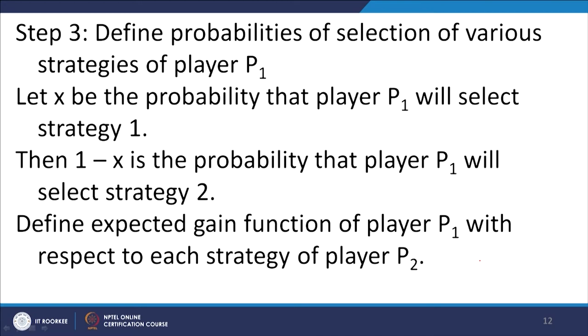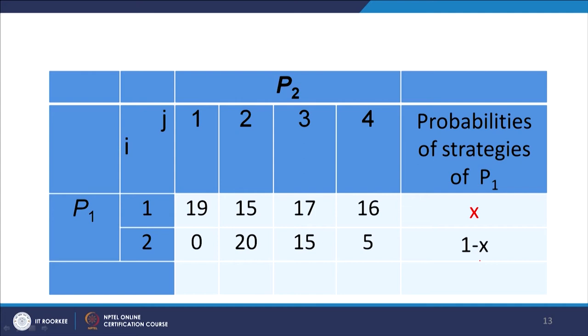This step tells us that we have to define the probabilities of selection of the various strategies of the first player P1. So what we will do is, we will assume that X is the probability that the player P1 will select the first strategy number 1. Then since their sum is equal to 1, we can say that 1 minus X is the probability that the player P1 will select strategy 2. Then we can define the expected gain function for the player P1 with respect to each of the strategies of the player 2. So this can be found out as follows.